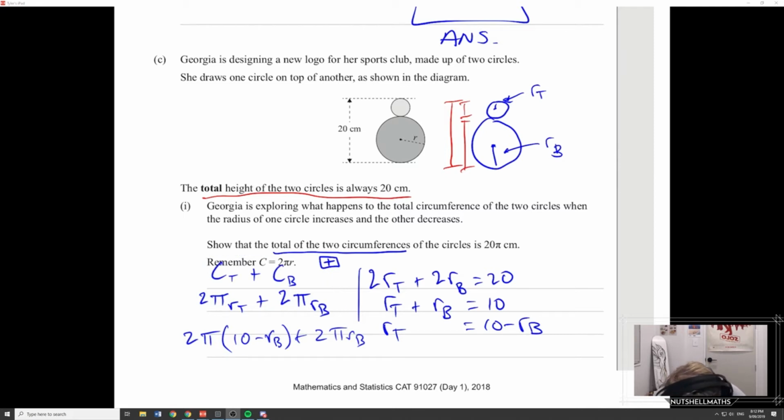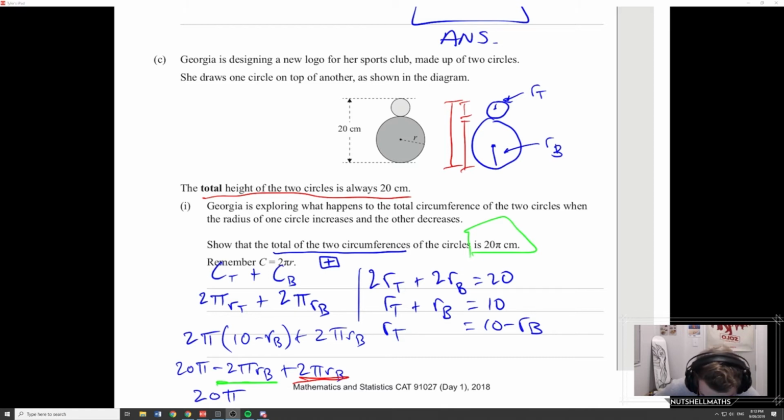So let's expand this one like this. 2 pi times 10 makes 20 pi. 2 pi times minus RB makes minus 2 pi RB, plus 2 pi RB. And look at this. We've got minus 2 pi RB plus 2 pi RB. That's going to cancel, and we're going to be left with 20 pi, which is the show that this is the answer. Show that this is the answer. Oh my gosh, that's my answer.